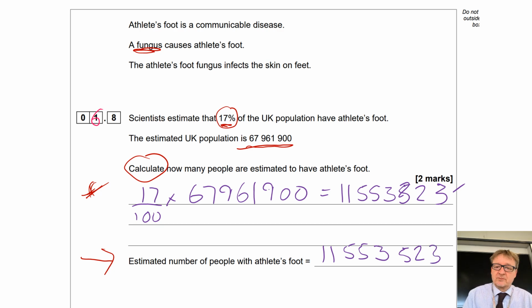Now in the actual mark scheme, it says you can have the end of it as 500. Why would you do that? Right, you just write down exactly as the actual answer is. So just keep it exactly there.